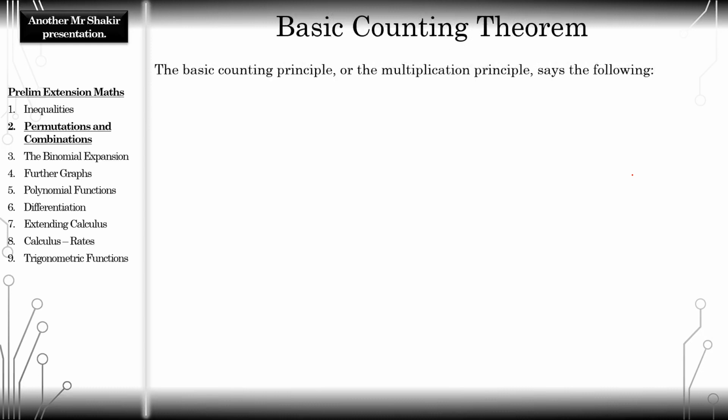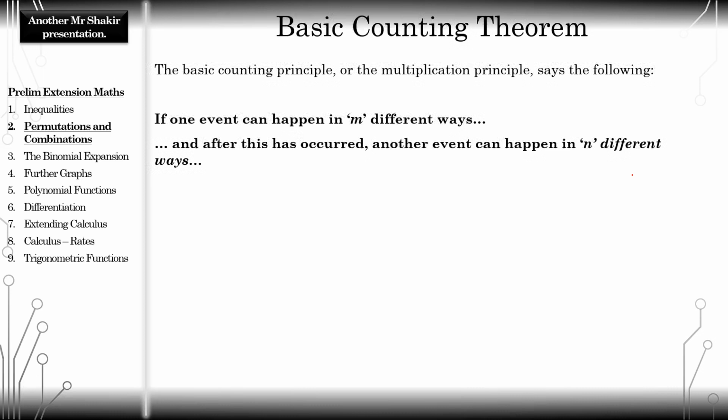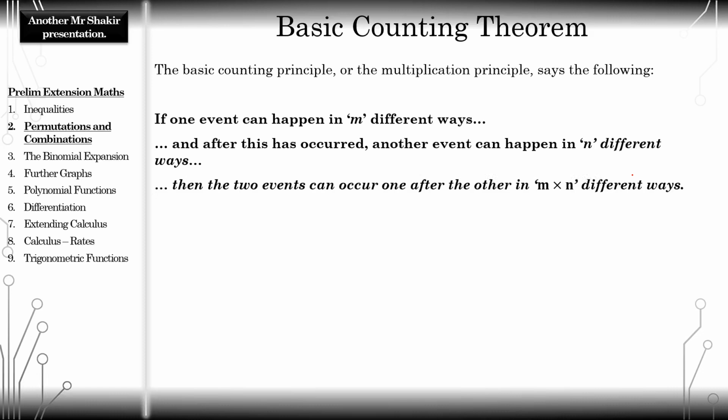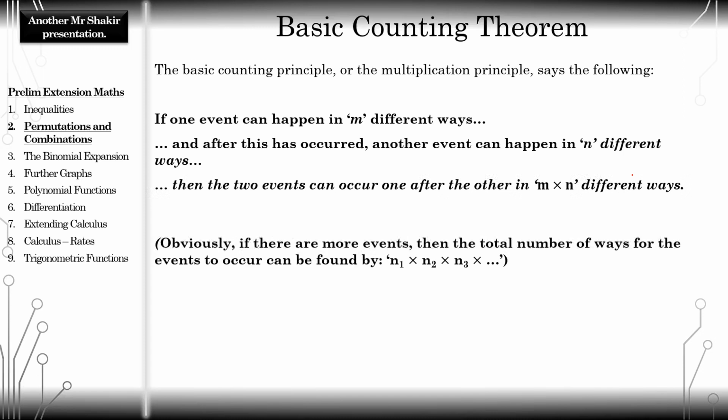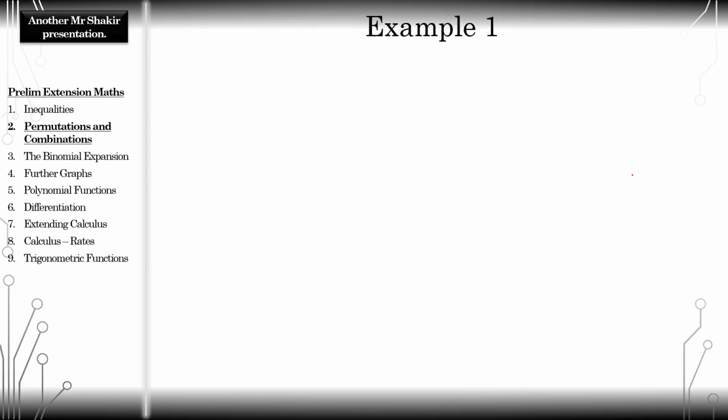So the basic counting theorem says that if one event can happen m different ways, and then after that has occurred, another event can happen n different ways, okay, so the first event m different ways, the second event n different ways, then the two events can occur one after the other in m times n different ways. Obviously if there are more events, if there was an event after that, you'd multiply that as well. So this is called the multiplication principle. And here's an example of it.